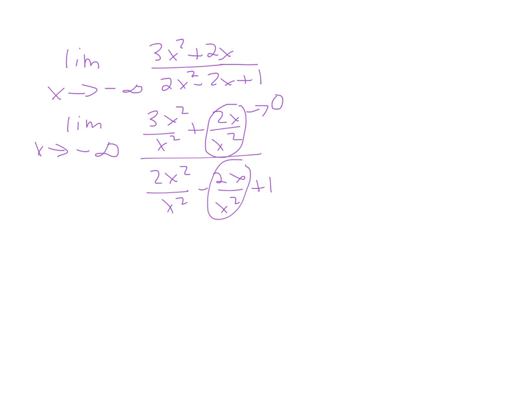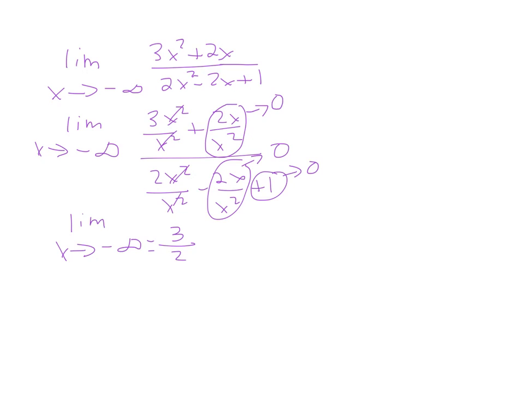So this one's going to go to 0, and 1 is already insignificant. If you already have $1 million, you don't need one more dollar, right? And so by the time that you simplify this, you end up just with 3 over 2 left over, because the x squareds cross out here. And so that is your HA, your horizontal asymptote.